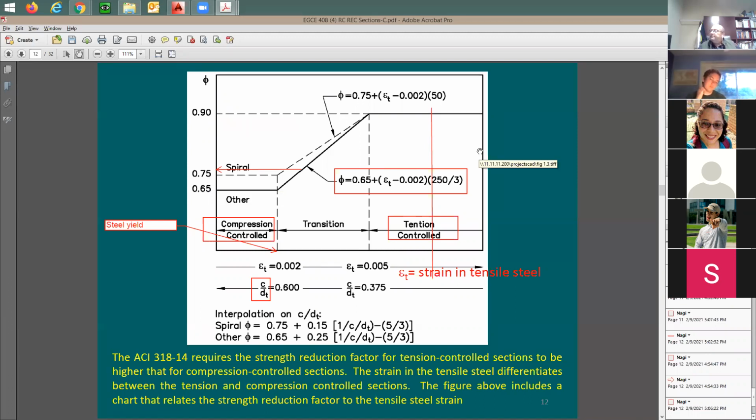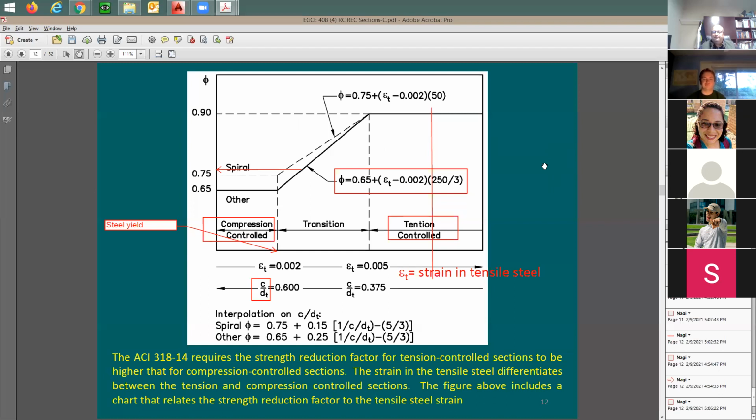Any questions? Would a pre-stressed member be an example of a tension controlled? Pre-stressed member is going to be completely different, but it is going to be tension controlled, yes. It's a different way of thinking, but I'd agree with you, yes. It's going to be tension controlled.